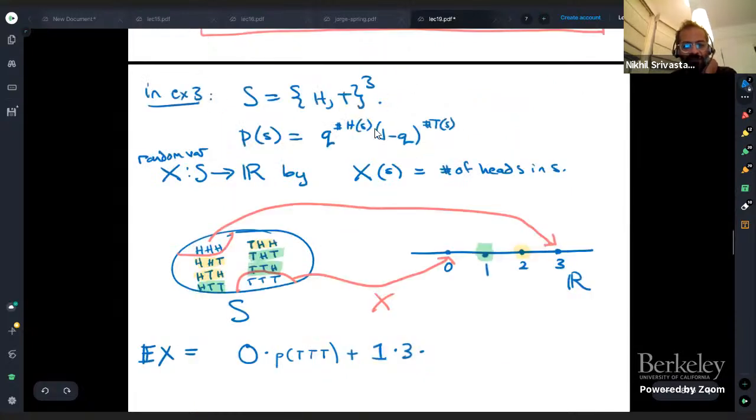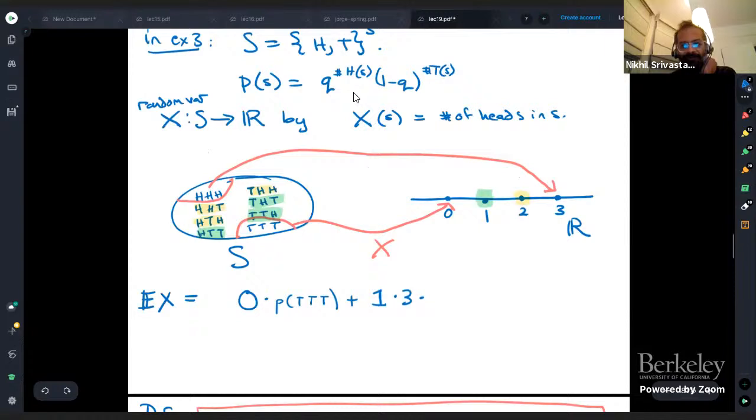The reason this grouping makes sense is that the probability only depends on the number of heads. It doesn't depend on where they are. So here you get Q times (1 minus Q) squared. These are the green terms. And now you look at the yellow terms.